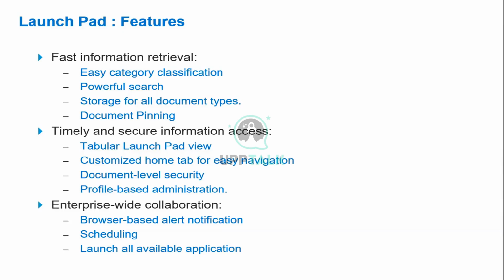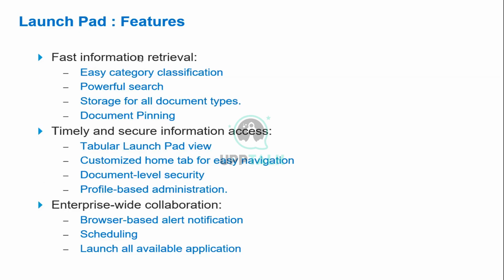And it is storage for all document types. Like we can store Excel or web intelligence reports or PDFs or web intelligence dashboards. It can store all document types and there is also an option for document pinning. Means if you want to see one document every time, we can pin that document as a favorite kind of thing. If you pin that, whenever we open the Launchpad, it will come up on the first screen itself. We do not need to search for that. If you are using some reports regularly, we can pin those documents. That is about fast information retrieval.